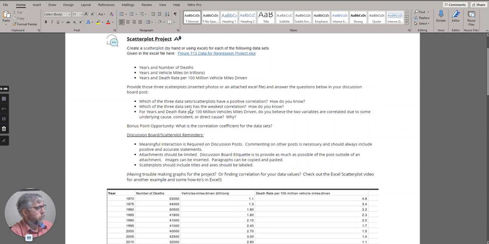That's done. Then it asks, providing those three scatter plots that we just created, answer the questions below in your discussion board post. So here are the questions they're asking. The first question is, which of the three data scatter plots have a positive correlation, and how do you know? Well, the first thing we have to do is define what a positive correlation is, and what a weak correlation is.